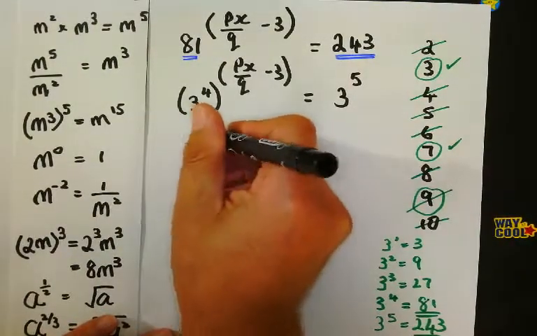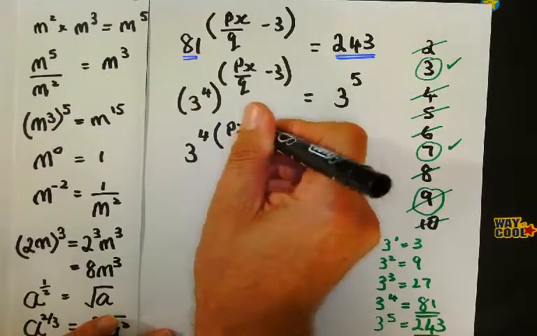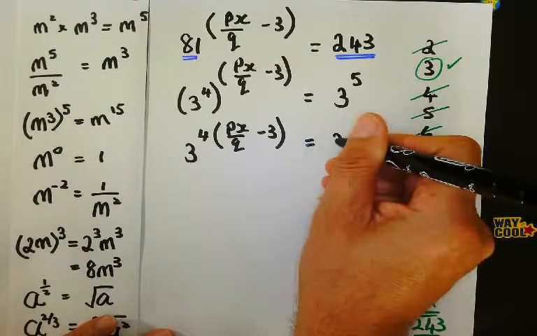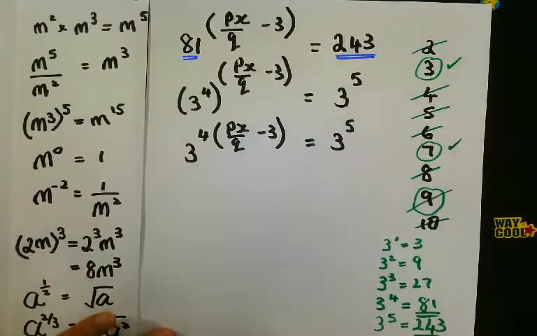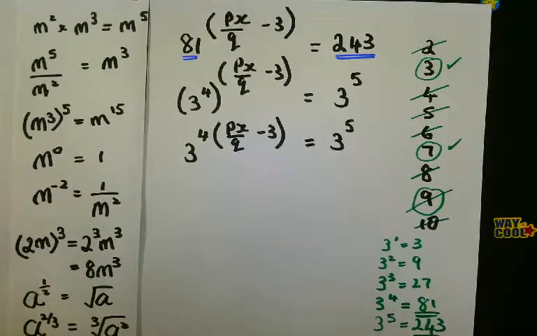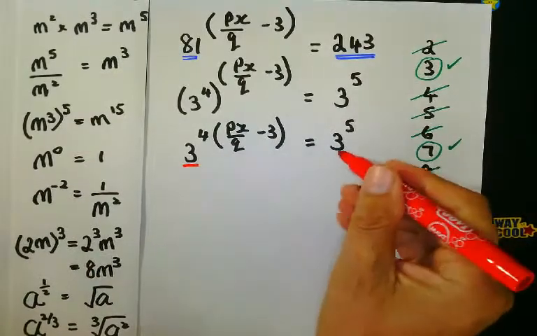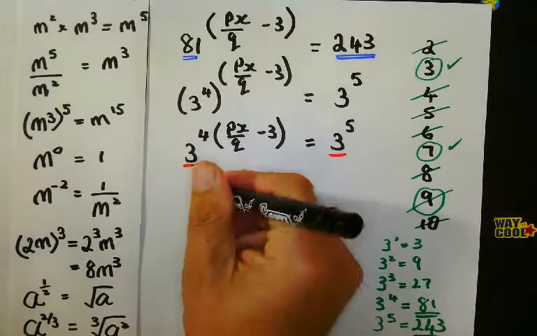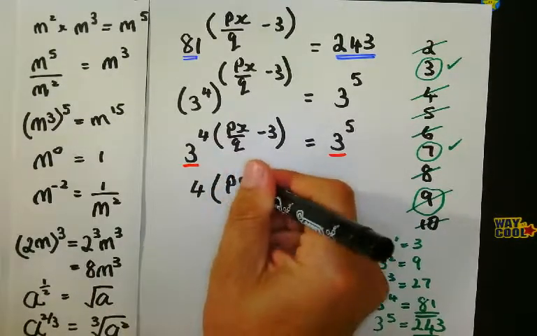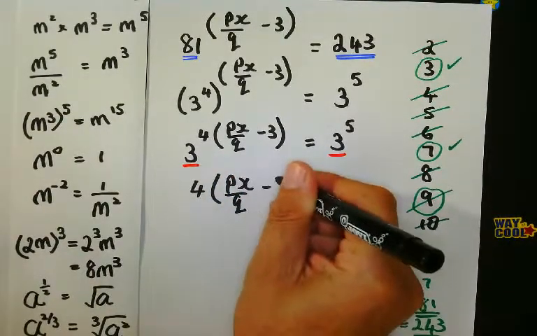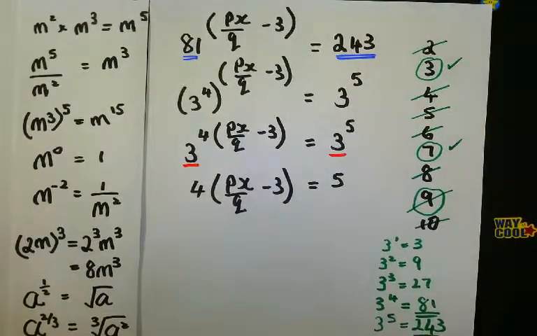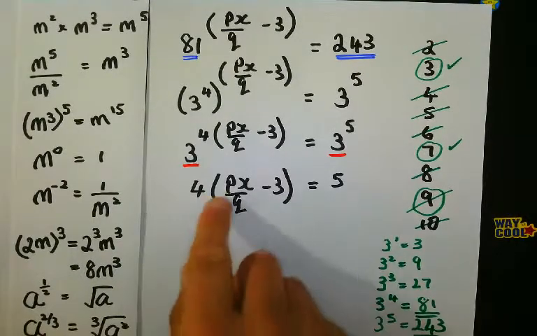So we've got 3 to the power 4, and I'm just going to leave it in its bracket for the moment. Yes, we will have to expand it out, but I'm not going to do that now. 3 to the power 5. So when we look at this, again, we've got the bases the same, and since the bases are now the same, and they are in fact equal, that means that the powers must be equal. So we're now left with 4 times p x all over q minus 3 equals 5, which actually is just a linear equation. And what they wanted us to do was to make p the subject of the formula.